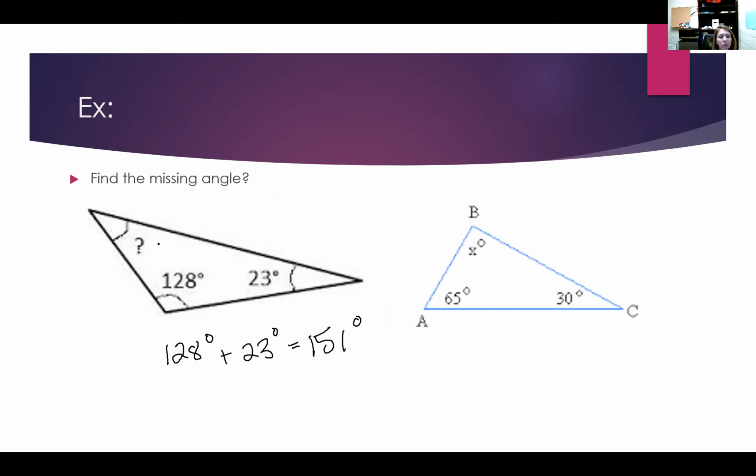So what do I have left over that's going to have to go here? Well, I know it adds up to give you 180, right? So you would have to do 180 minus 151, and that gives us how much? 29, okay? So that means this missing angle is going to be 29 degrees. All right, you guys take a second and do this one.